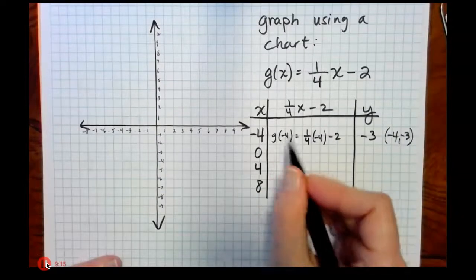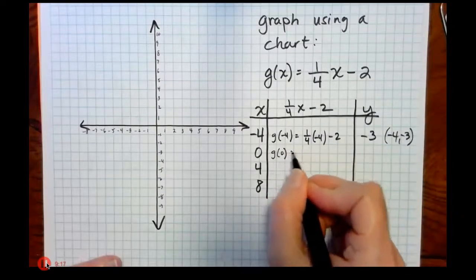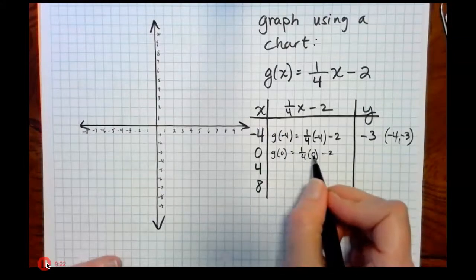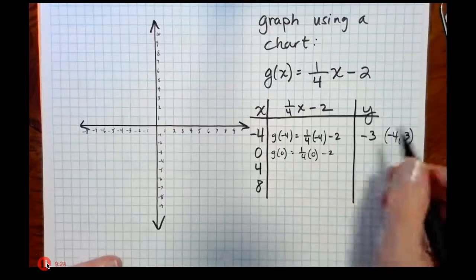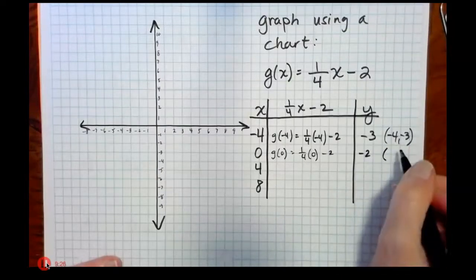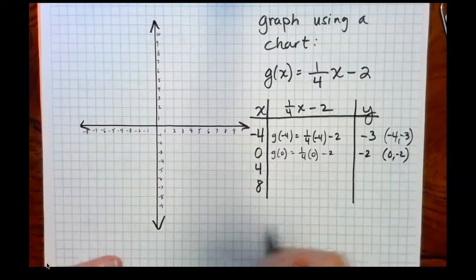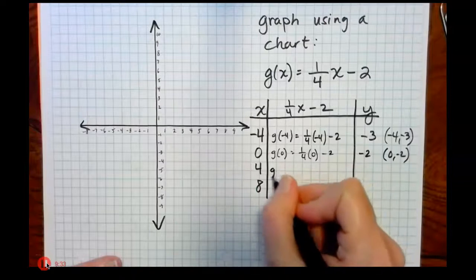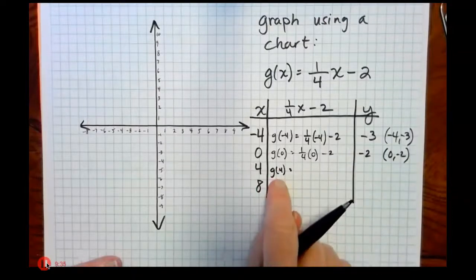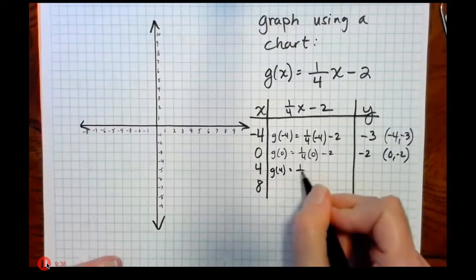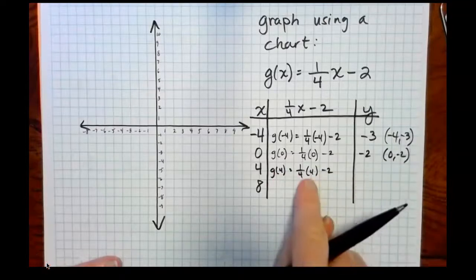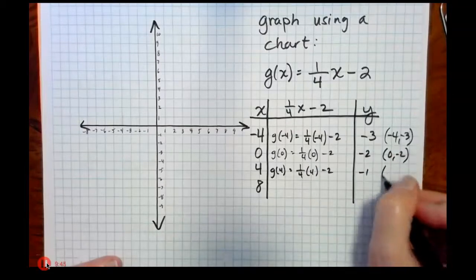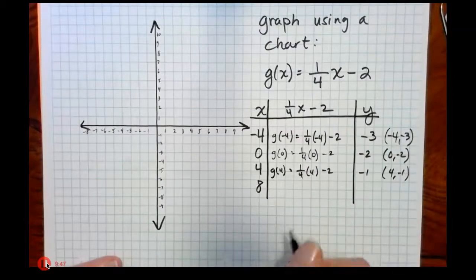Let's do it again with 0, which is always the easiest thing to plug in. So 1/4 of 0 minus 2. 1/4 of 0 is 0, and 0 minus 2 is -2. So that yields the point 0, -2. Let's substitute in 4. g of 4. Remember, we're just evaluating the function here. So 1/4 of 4 minus 2. 1/4 of 4 is +1. +1 minus 2 is -1. So 4, -1.